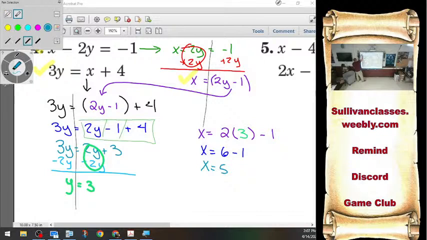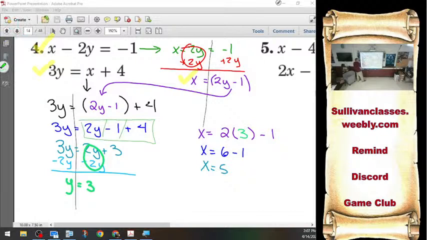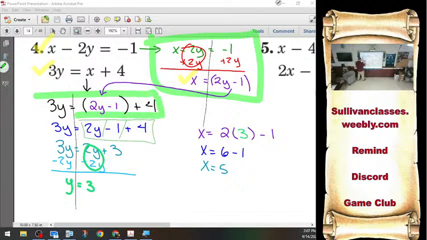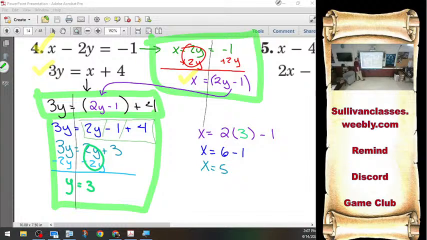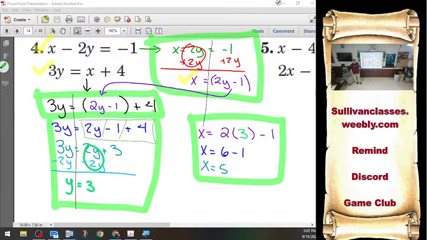So along the way, step 1: you got to get something by itself to do substitution. Step 2: you plug it in and solve. Step 3: you go back and solve for whatever the thing was that you plugged in. 1, 2, 3.